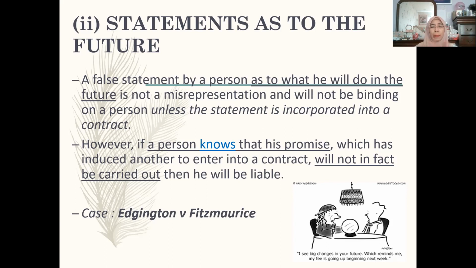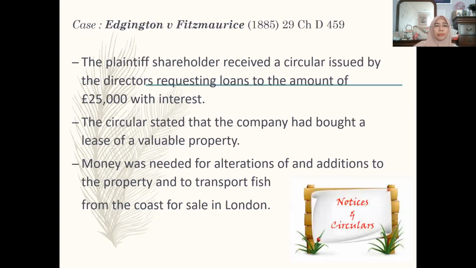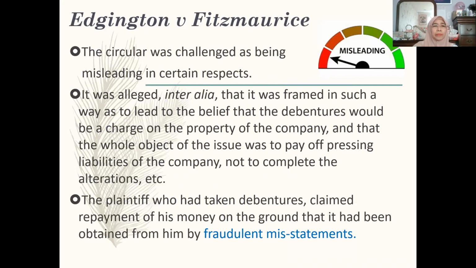This is what happened in the case of Edgington v Fitzmaurice. What happened in this case, a very old case, 1885: the plaintiff, the shareholder, received a circular issued by the directors, and the directors were requesting loans to the amount of 25,000 pounds sterling with interest. The circular is not part of the terms of the contract. Now the circular stated that the company had bought a valuable property. And why were they asking for a loan now? Money was needed for alterations of and additions to the property and to transport fish from the coast for sale in London.